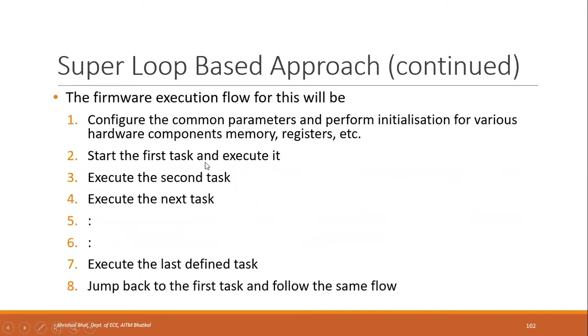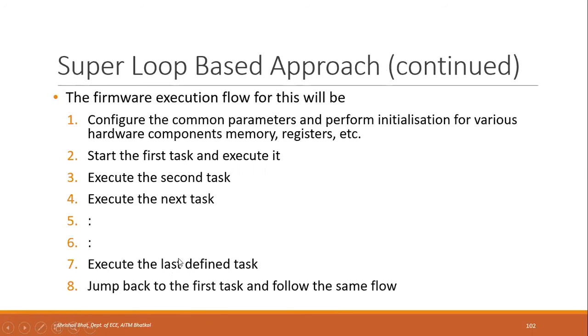So you can have it in this way. First, configure the common parameters and perform initialization for various hardware components like memory, registers, etc. Then start the first task and execute it. After completing the first task, execute the second task. After that, execute the next task, and keep on executing until you execute the last defined task. After executing the last task, jump back to the first task again and keep on executing one by one. That's why it is called a super loop.